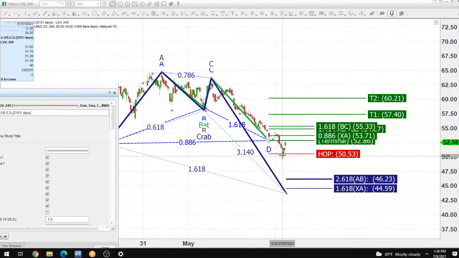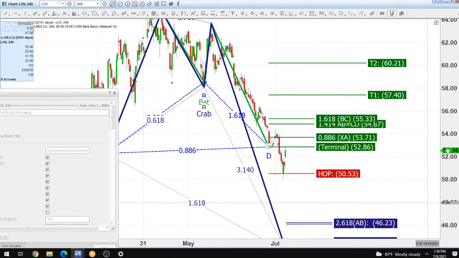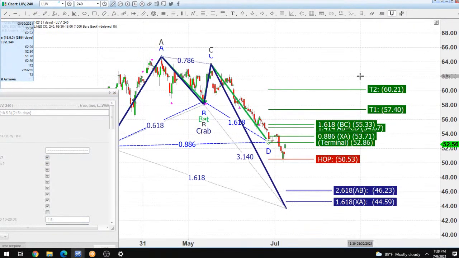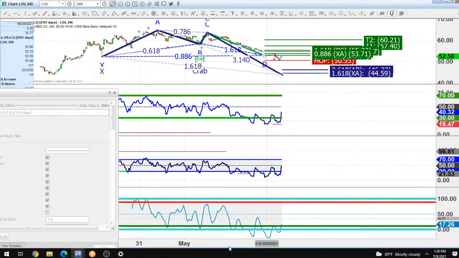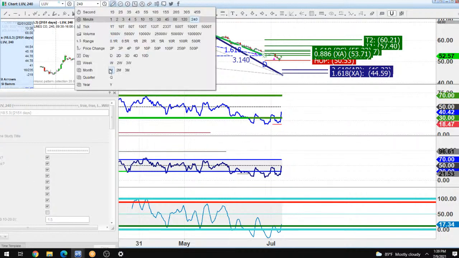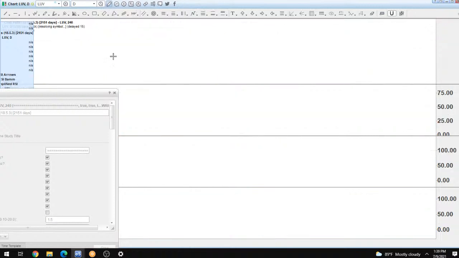Well, we do have a bat, so I've got two things, a potential crab and a potential bat. What do you do in that situation? I go off what the indicators tell me. So all three across the board are holding at the hop. But what's the daily look like? I prefer daily on stuff like this.